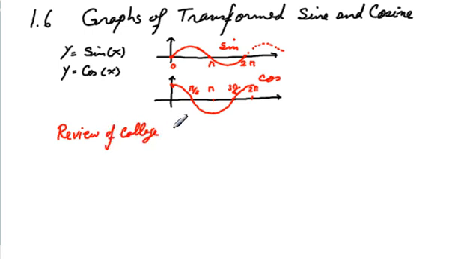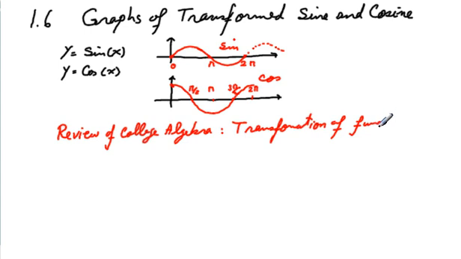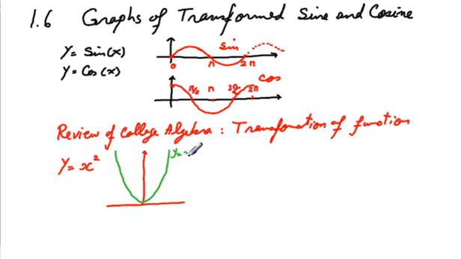Let me just try to review some basics. So over there you learned about transformation of graphs of any function, not just sine and cosine. Now, given that much of your algebra revolves around this parabola y equal to x squared, let's consider that. So we have this y equal to x squared.